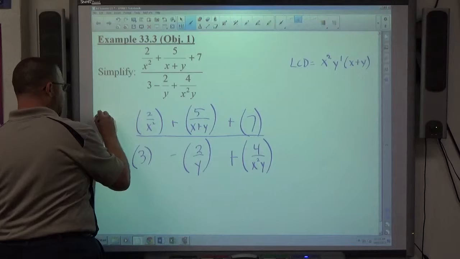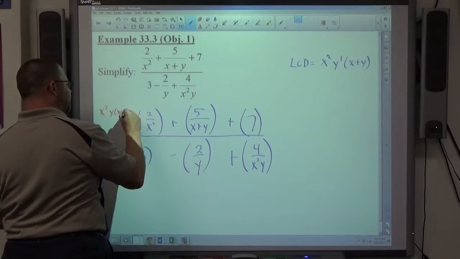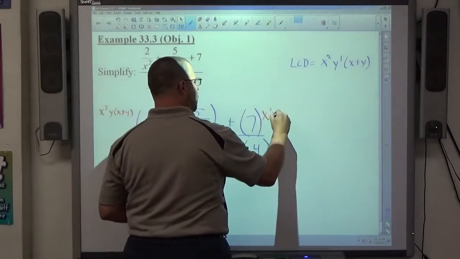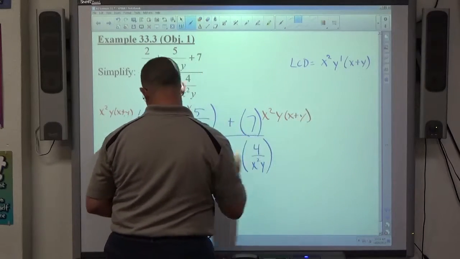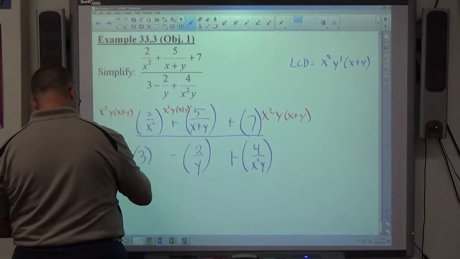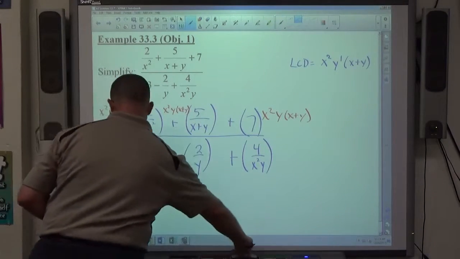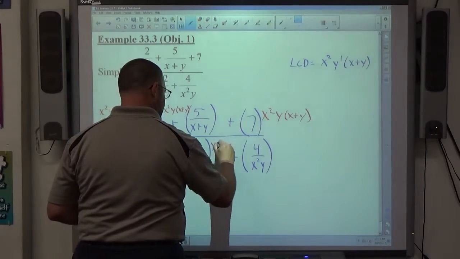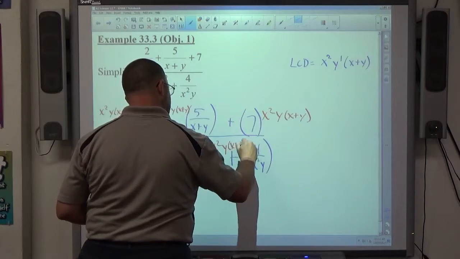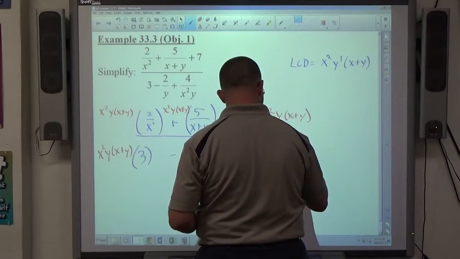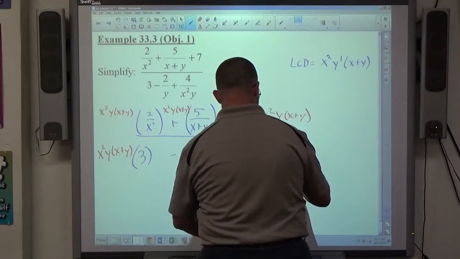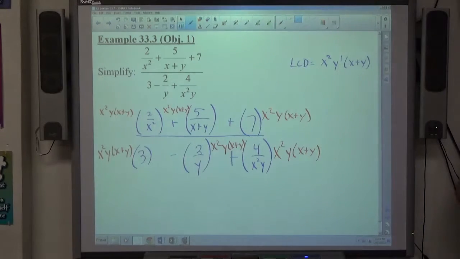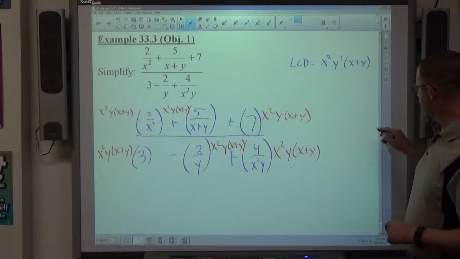So I'm going to multiply this times x squared y times x plus y. This times x squared y times x plus y. This one too, and this one, and this one. And this one times x squared y times x plus y. So again, there's 6 terms in the original problem, so I'm going to have 6 multiplications of the least common denominator to fix it.